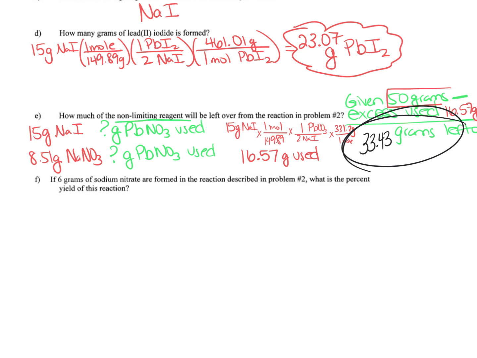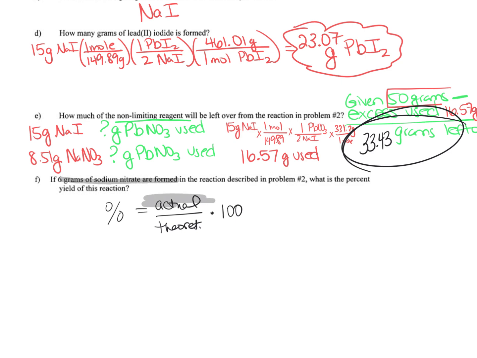Finally, our last problem is asking us to calculate percentage yield. Percentage yield, we are going to calculate by taking our actual amount, which is what we get in the laboratory, and divide it by our theoretical amount, which is what we calculated we should have gotten, and then we multiply it by 100. So this particular problem says if 6 grams of sodium nitrate are formed.